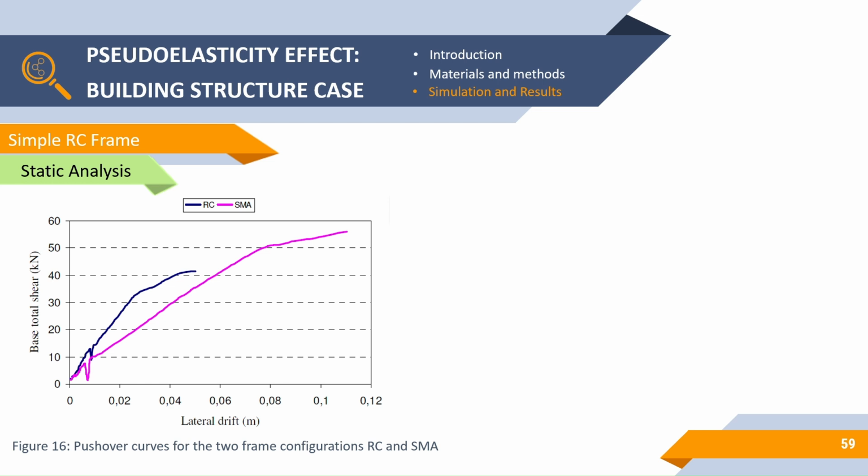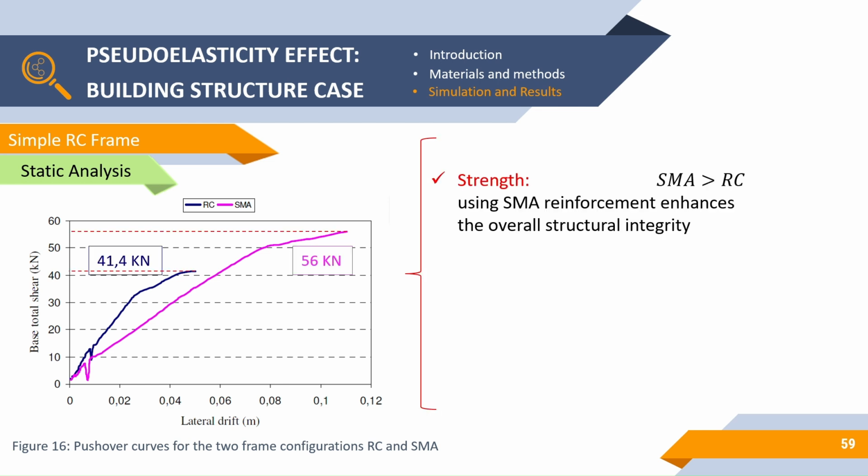Now, let's examine the results of this study. Starting from the first case of simple reinforced concrete frame, for static analysis, Figure 16 presents the pushover curves for the 2 frame configurations. When comparing the 2 variants in terms of strength, the shape memory alloy variant is stronger than the reinforced concrete one, enhancing the overall structural integrity.